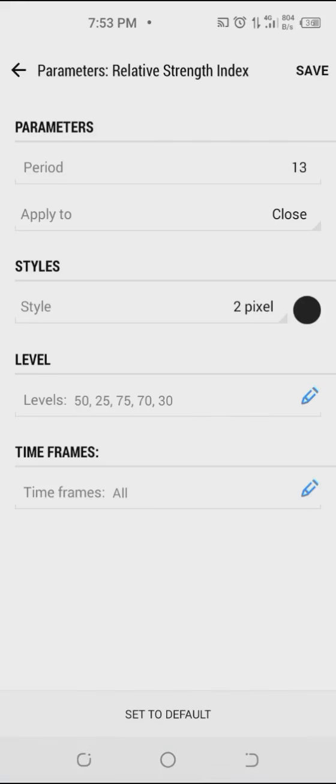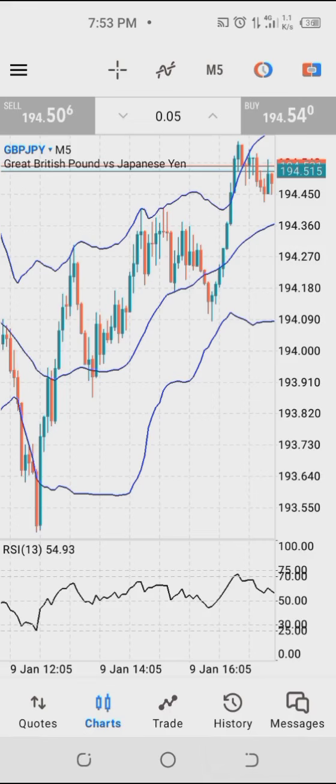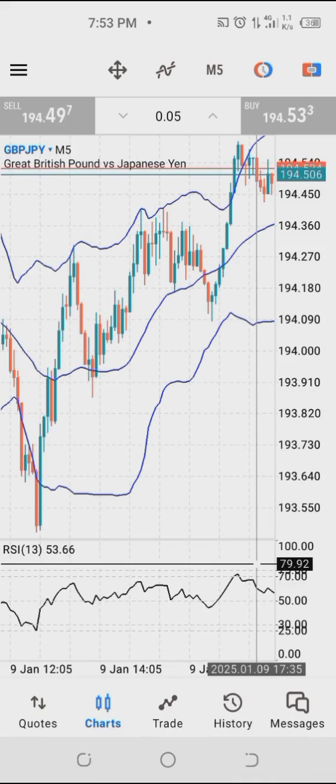Then we're using a period of 13. So this is our RSI on the chart. This particular region, that's our RSI.